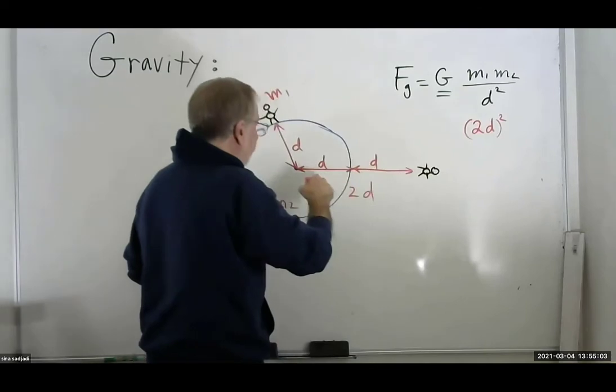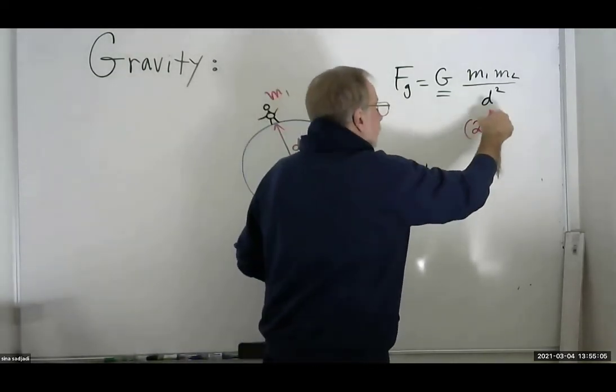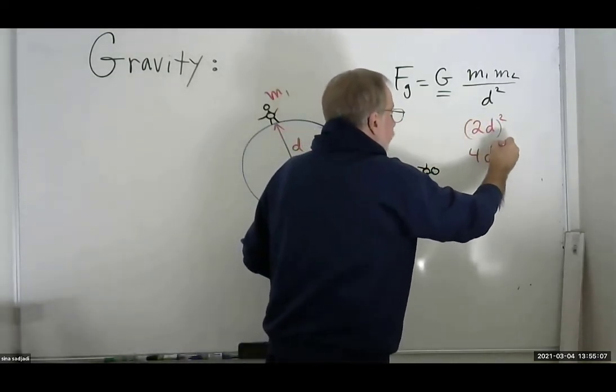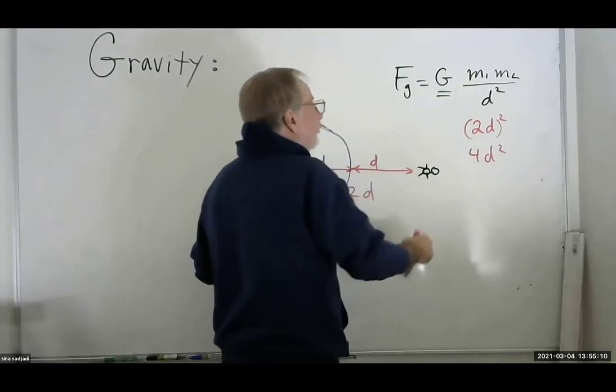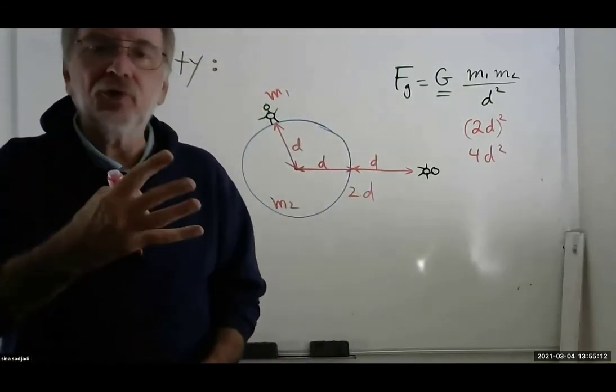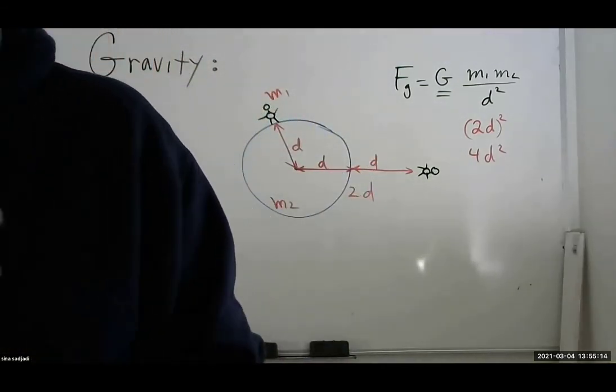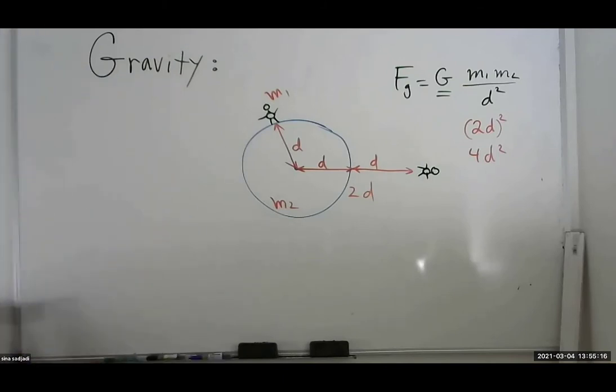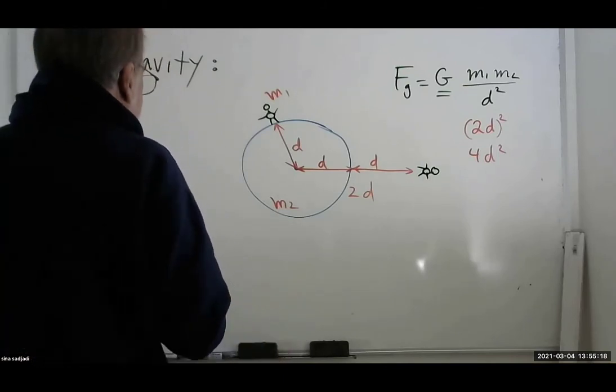Right? I just went from 1D to 2D. So this would be 4D squared. That means the force of gravity is going to drop 4 times. I'm going to weigh 1/4 as much if I go twice as far away from the Earth.